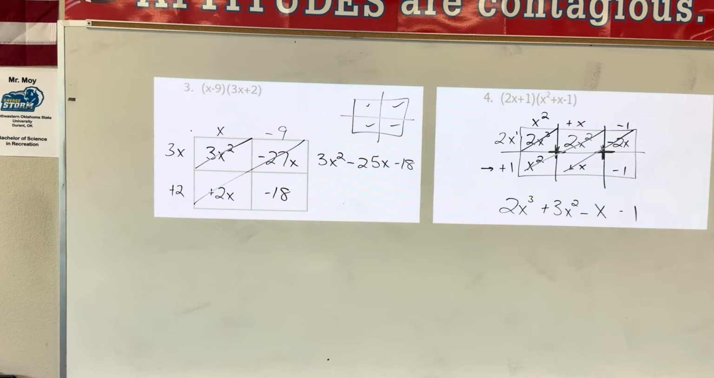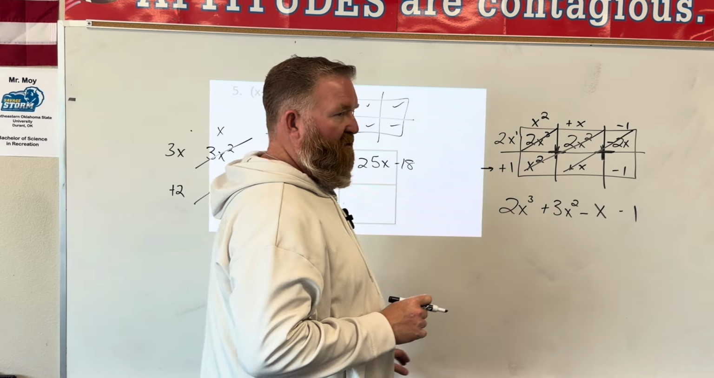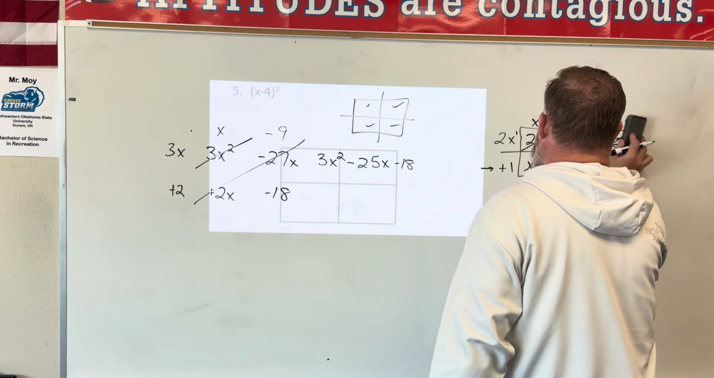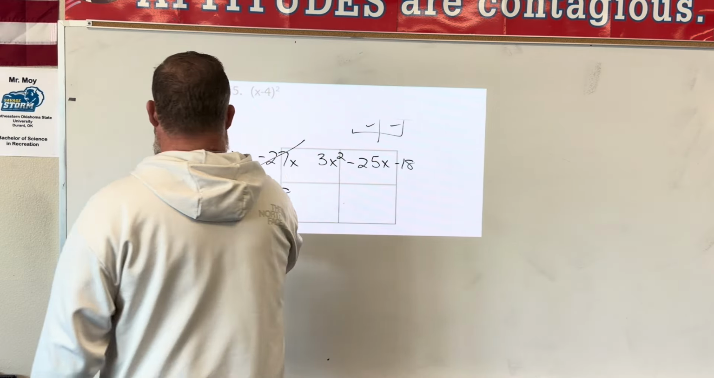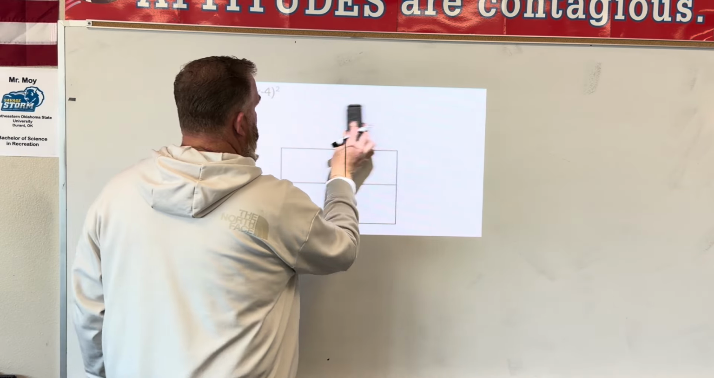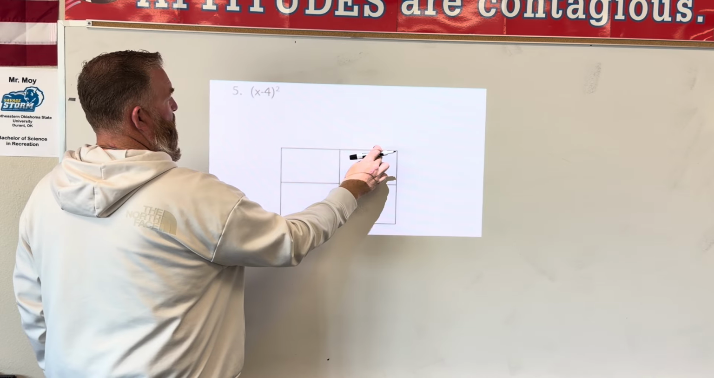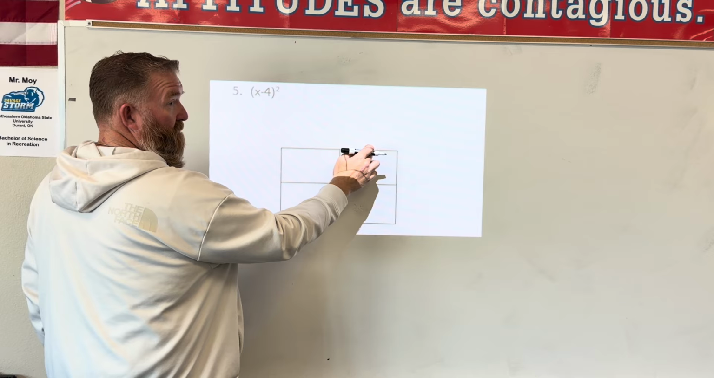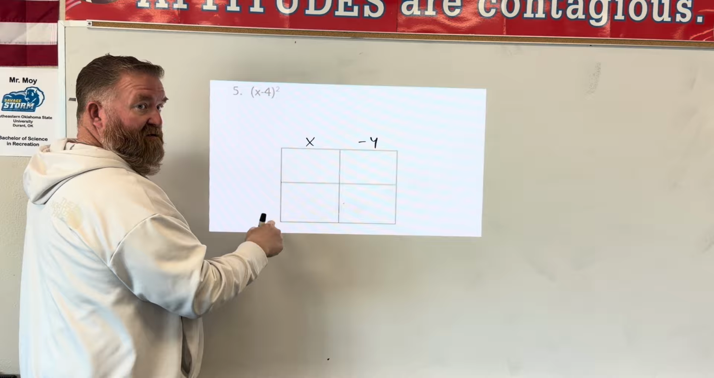I don't remember there being one more. Oh, no, it's not a monomial. What does (x minus 4) squared mean? What does the squared on the outside mean? That there's two of them, right? So what goes across the top? X minus 4, right? What goes down here? Same thing.